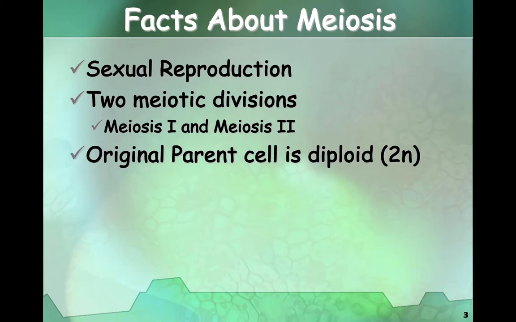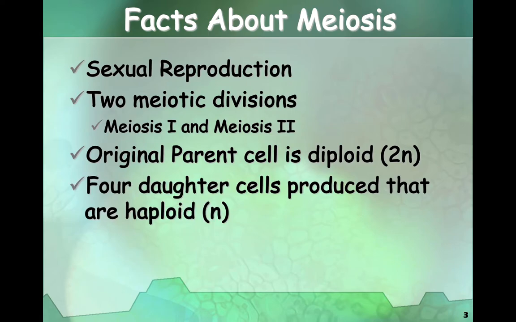The original parent cell is still a diploid. Just like in mitosis, we said that parent cell was a diploid. The same thing happens here. The difference is that now we're going to produce four daughter cells, and those four daughter cells are going to be haploid. If you notice, we don't put two in here; we just have a single N, which means it's going to have half the number of chromosomes as the parent cell. And remember, that's a very important process because two halves are going to make the whole. That's the reason why we need that reduction.